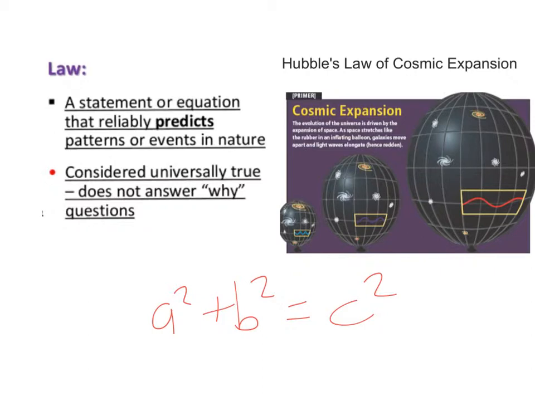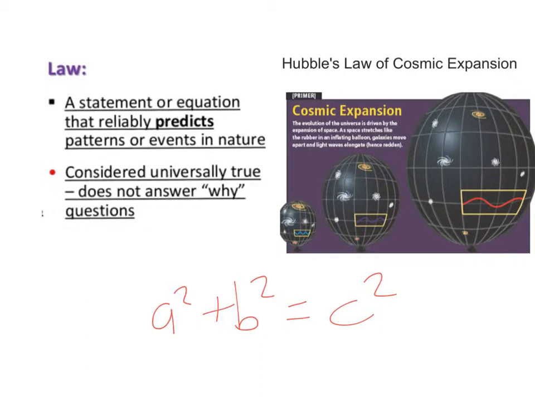The red bullet under the word law here says that laws are considered universally true. And what that means, of course, is that everywhere in the universe they're true. They're not just true in Wyoming but not true in France, or true here on Earth but not true on Mars or in some other galaxy, right? And that's kind of common sense.